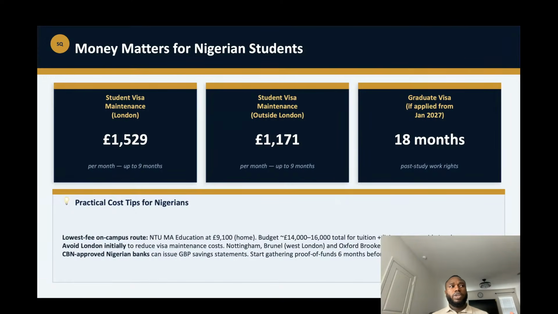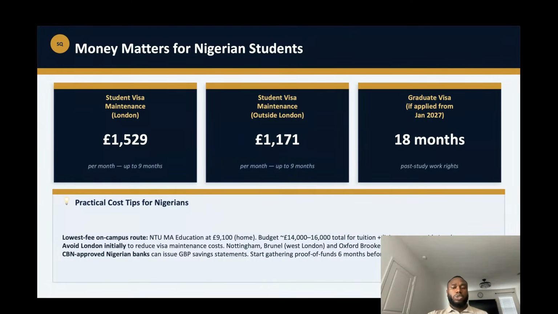So the living expenses for those who are going to schools in the UK, UKVI expects that you should budget at least £1,500 for every month up to 9 months. So £1,500 times 9 months. If you're going to live outside London, £1,171 times 9 months, okay? So you need to calculate that and figure out exactly what the total amount you will need for your living expenses would be, in addition to your tuition fee.